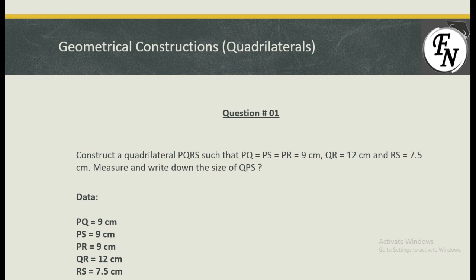I have been given the sides. I have been given five lengths: PQ, PS, PR, QR and RS. These five lengths are given, and I know that quadrilaterals have four sides, so one of these must be the diagonal. We will discuss how to identify which length is the diagonal when we go on a piece of paper for the construction. For now I have copied down the data here, and we will look at the steps of construction.